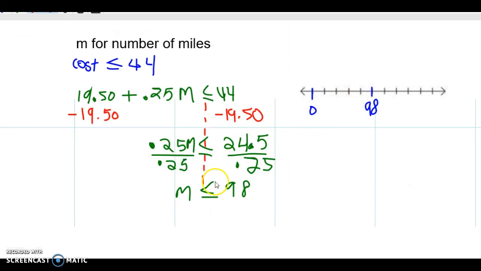So we want the miles. Let's graph this. Close circle at 98, because you can go up to 98 miles. And then you want to go less than. Now you want to stop here. Let's stop at 0, because you cannot go negative 1 mile, right? So because this is a real life situation, we're going to say that you can drive between 0 to 98 miles.